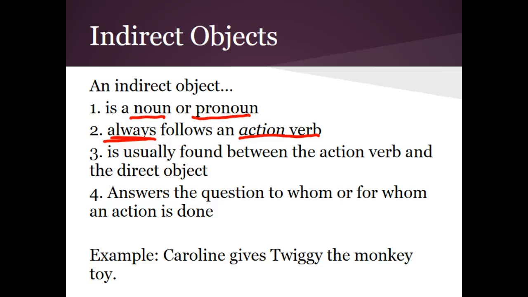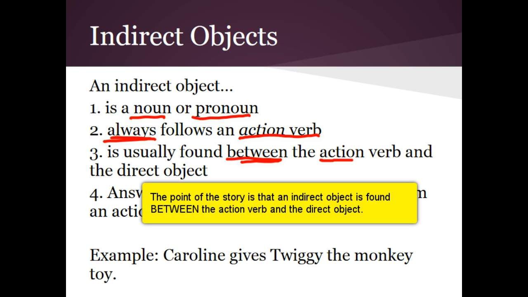Indirect objects are a little like my sister Pam. See, when Pammy was a little girl and she was scared at night, she'd go into my mom and dad's room and she would always want to sleep in the middle. An indirect object is always in the middle. It's found between the action verb and the direct object.